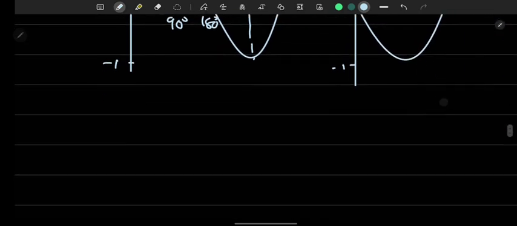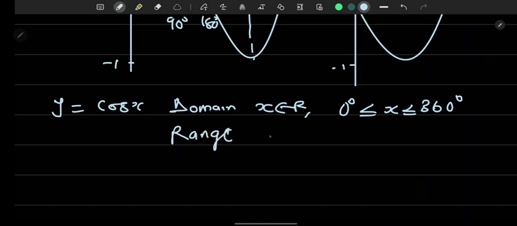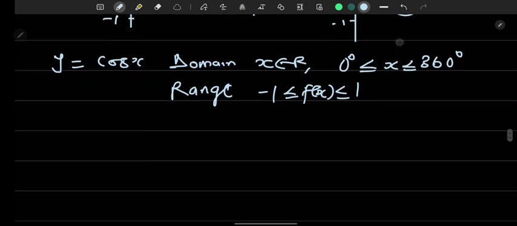Okay, same thing applicable to cos x. So sine and cos have the same domain. For cos x, the domain here is the set of real numbers. Okay, but in the course of sketching the curve, I will only consider numbers from 0 to 360 degrees. Okay, and the range as well. The range here is from -1 to 1. That is the range for cos x.